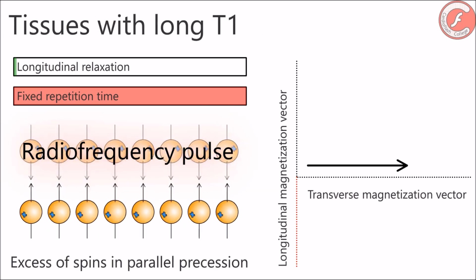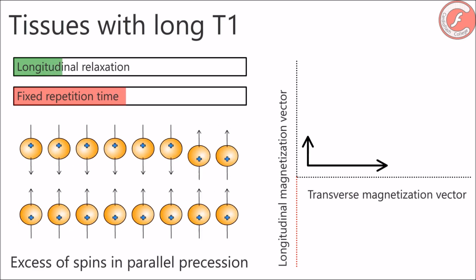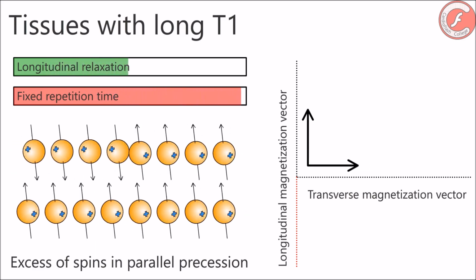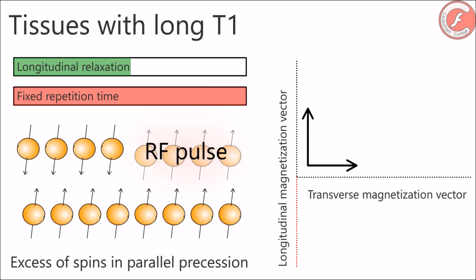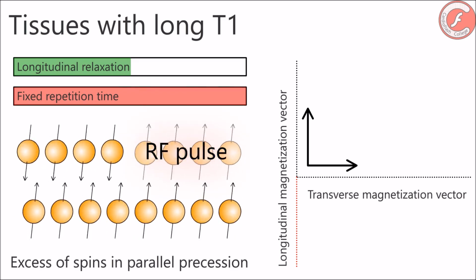In contrast, tissues with a T1 longer than the repetition time will have fewer longitudinally relaxed spins. Therefore, there will be fewer spins available to resonate with the next radio frequency pulse, and the signal it produces in this tissue will be hypointense.